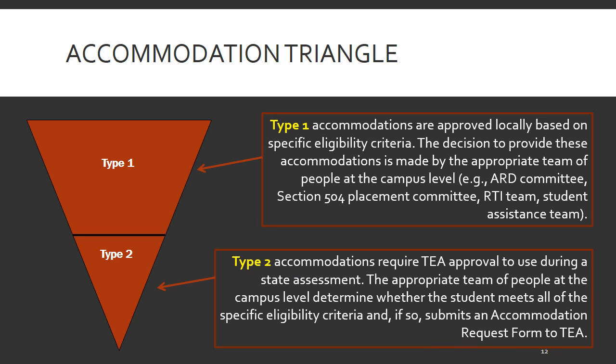Type 2 accommodations require TEA approval to use during a state assessment. The appropriate team of people at the campus level determines whether the student meets all of the eligibility criteria and, if so, submits an accommodation request form to TEA.